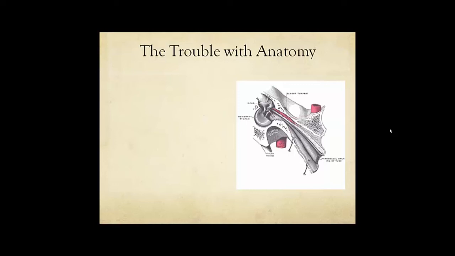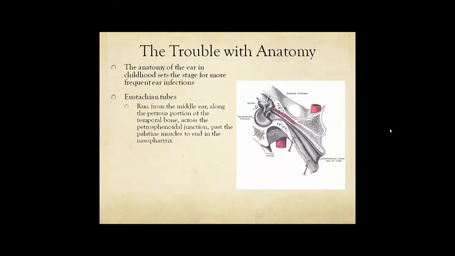So we first have to look at the anatomy. Why do we get ear infections and why are kids more prone to get them? The anatomy of the ear in childhood really sets the stage up for these more frequent ear infections. Our eustachian tubes run from the middle ear along the petrous portion of the temporal bone, across the petrous-sphenoidal junction, past the palatine muscles to end in the nasopharynx. These serve to drain fluid that accumulates in the middle ear and allow air movement to regulate pressure. Think about when you're in an airplane, really excited when your ears finally pop and you get rid of all of that pain from going up or down in the airplane.